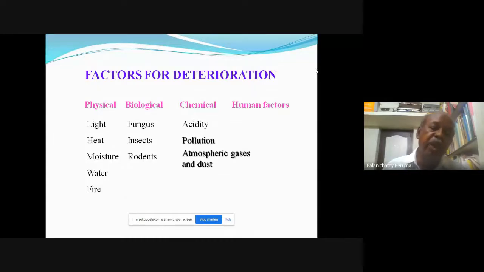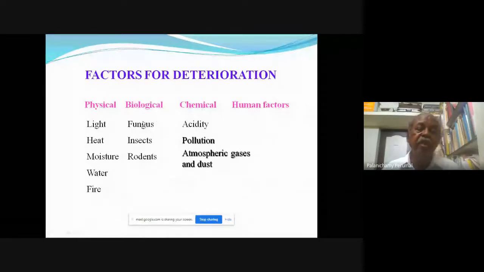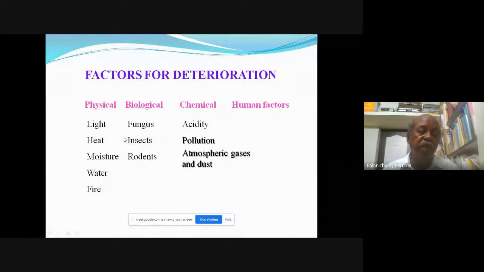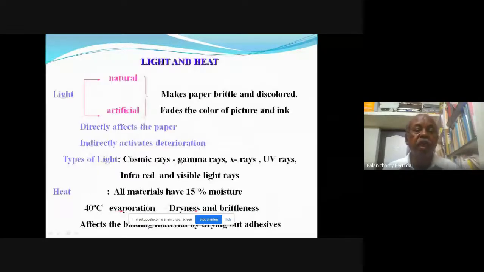So the next thing is the biological agent. Biological includes fungus. Fungus I have already mentioned. Insects are of various types. There are five insects, and rodents are there. And these are the things we can go through in other slides. So this we have seen.